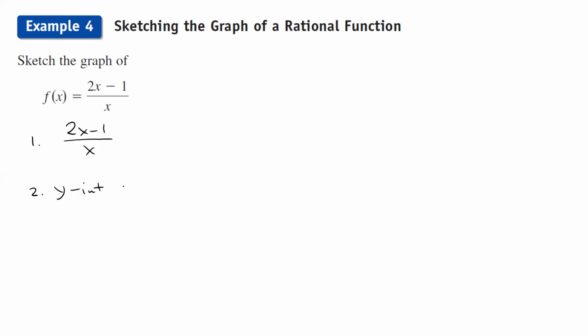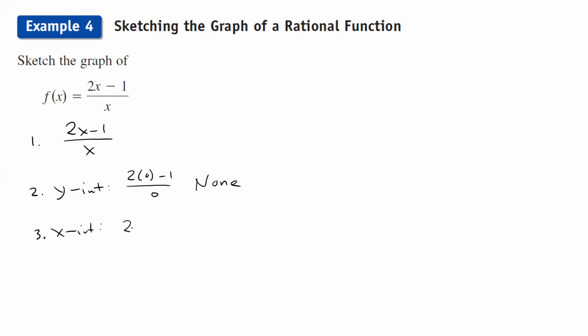We have to plug in for the zeros, right? And if I do that, I get to plug in the 0 on top, but I also plug in the 0 on the bottom, and that's a problem. There are no y-intercepts to this problem. Are there any x-intercepts to this problem? Let's see.